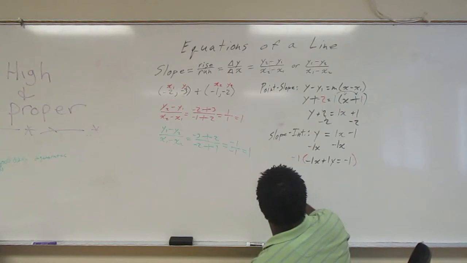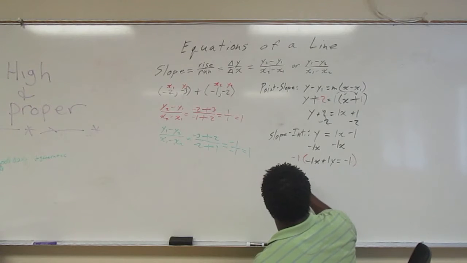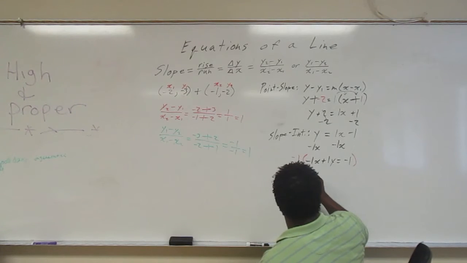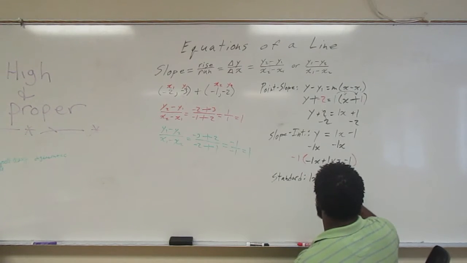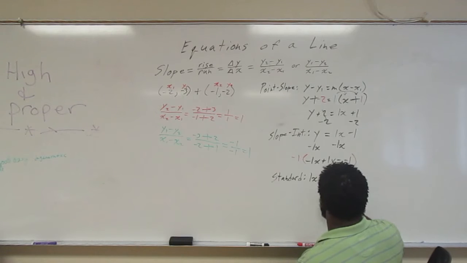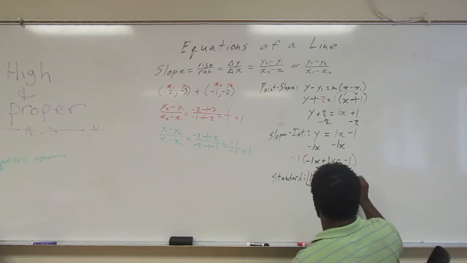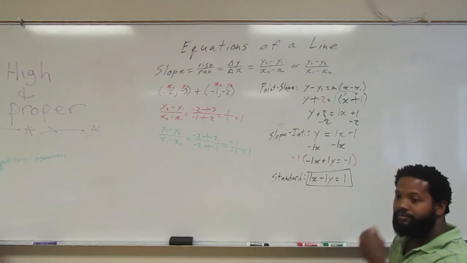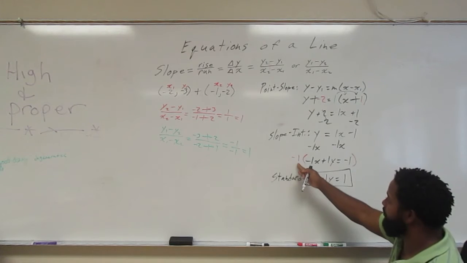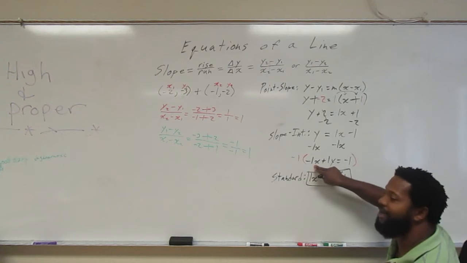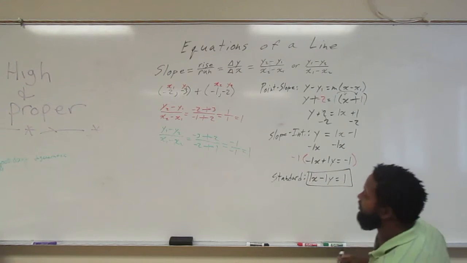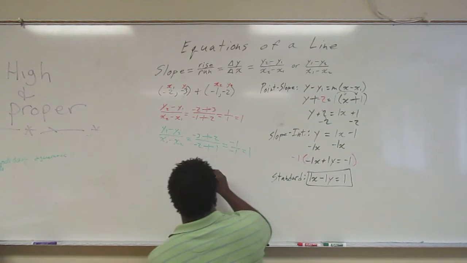your standard form will be 1x minus 1y is equal to a positive 1. Okay? Because you're multiplying negative 1 by the whole equation, just so that you can make your AX positive. Matter of fact, let me put a star next to that.